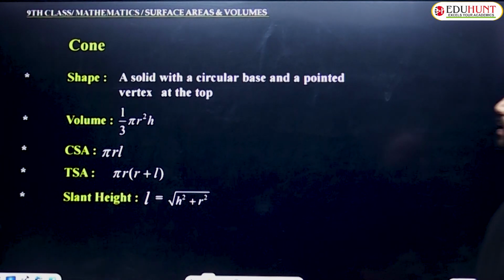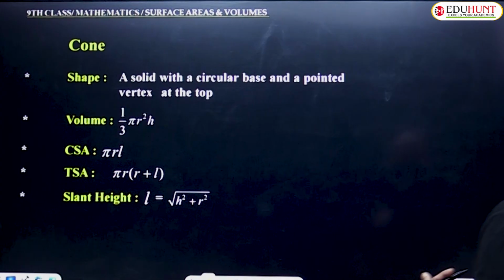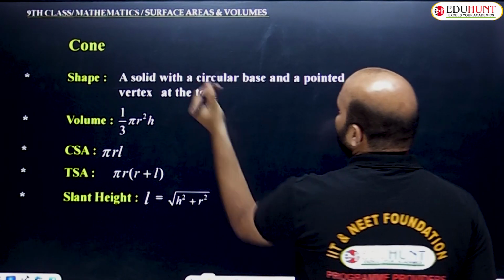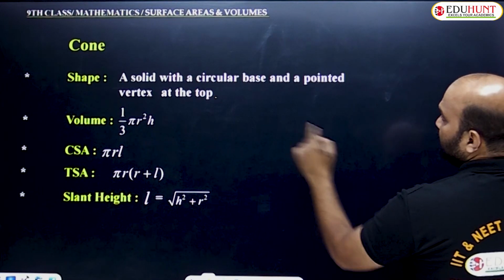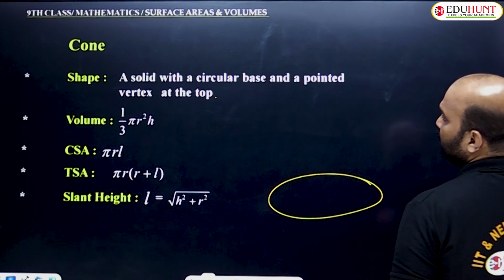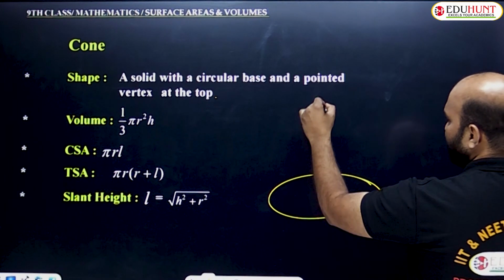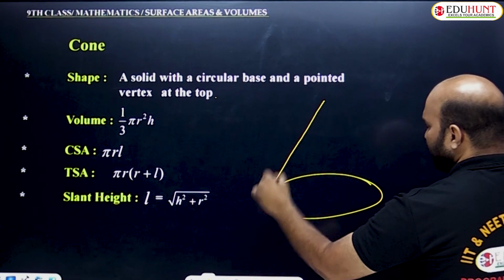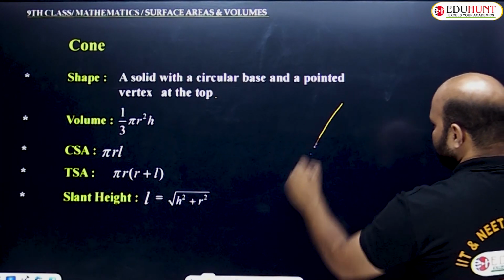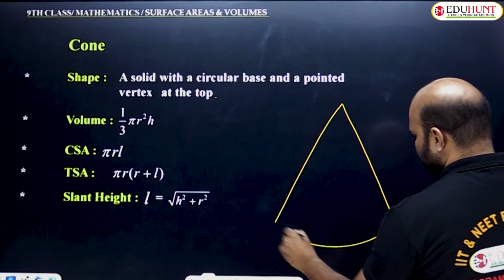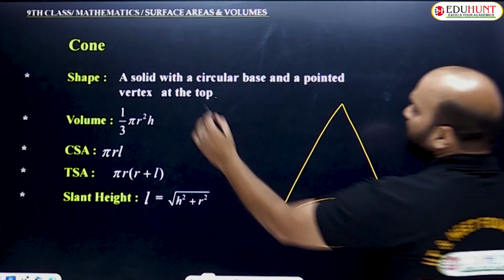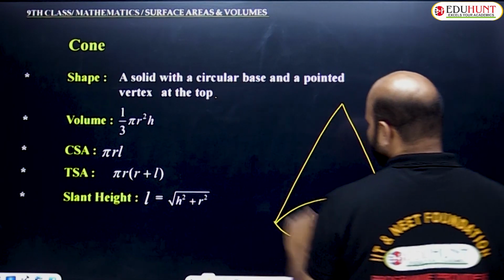Next one, cone. A solid with a circular base and a pointed vertex at the top. So that is called cone. A solid with a circular base. A circular base is a circle. It contains a circular base, and clearly we need to understand. So this is called cone. Am I clear? It is a solid figure with a circular base.